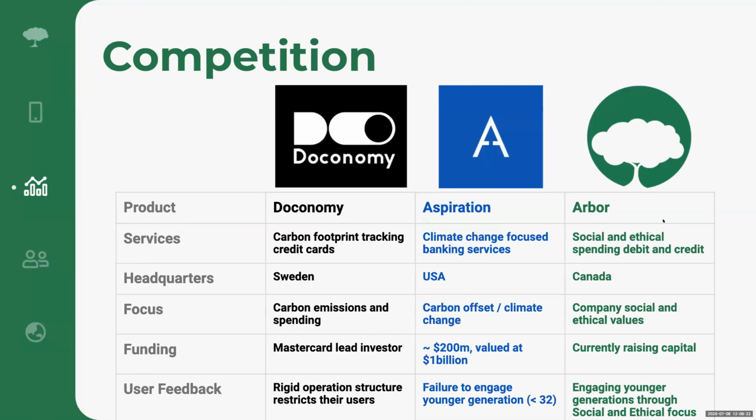Arbor is currently asking for $3 million for its seed round. We plan on reaching break-even with our top-up cards before expanding and integrating other revenue streams with our partners. Arbor's direct competition consists of 2 entities, Deconomy and Aspiration. Deconomy and Aspiration both focus mainly on the carbon footprint of companies, whereas we focus on how socially responsible the company is through a multitude of factors. In the last 5 years, Aspiration alone has raised over $200 million for their credit card.